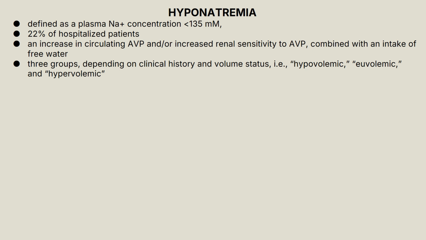Hyponatremia is defined as a plasma sodium concentration of less than 135 millimoles, and it's commonly seen. It's found in about 22% of hospitalized patients, and it happens due to an increase in circulating AVP and/or increased renal sensitivity to AVP combined with an intake of free water. There are three groups of patients with hyponatremia depending on clinical history and volume status, and we subdivide hyponatremia into these three groups, which are hypovolemia, euvolemia, and hypervolemia.